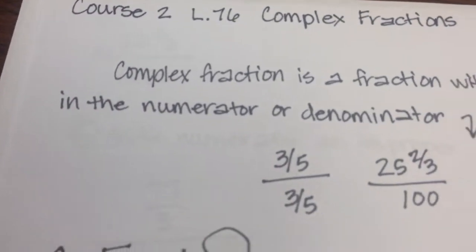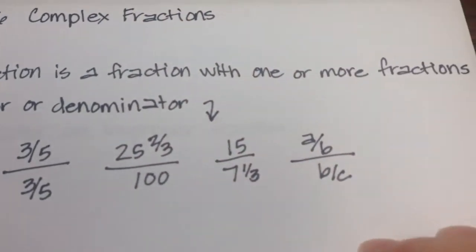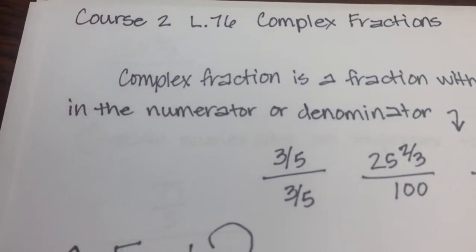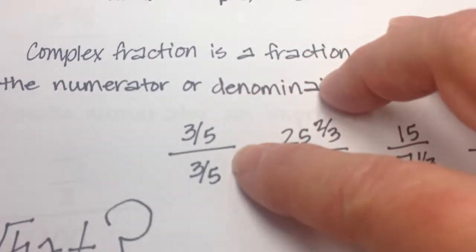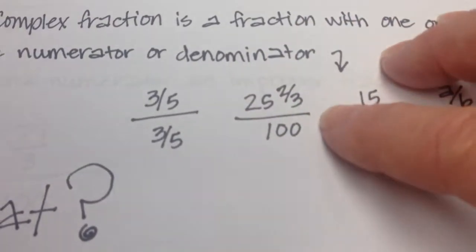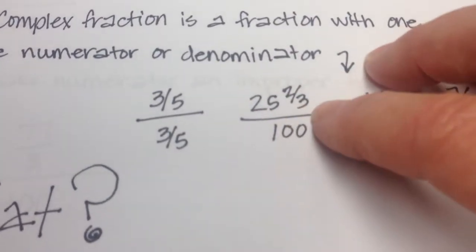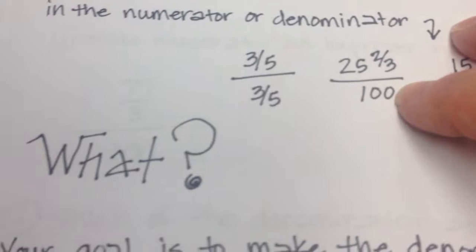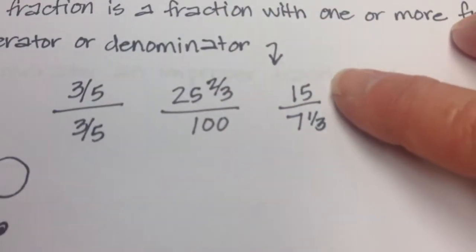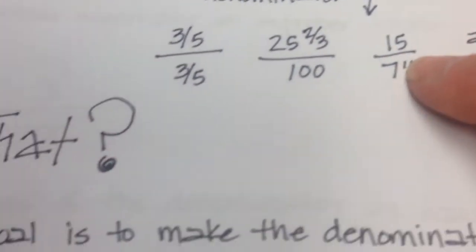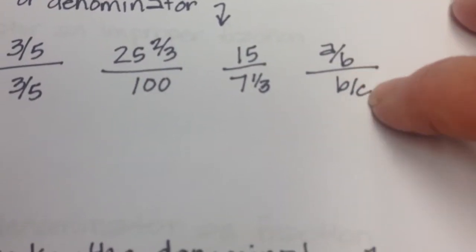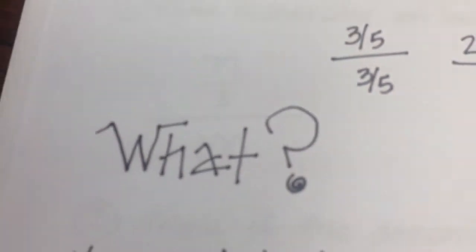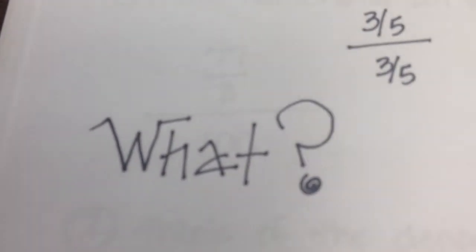Trust me. A complex fraction is a fraction with one or more fractions in the numerator or denominator. So we have 3/5 over 3/5. What? Don't worry. Or 25 and 2/3 over 100. Or 15 over 7 1/3. You know the drill. Or AB over BC. All right. Not hard, really.